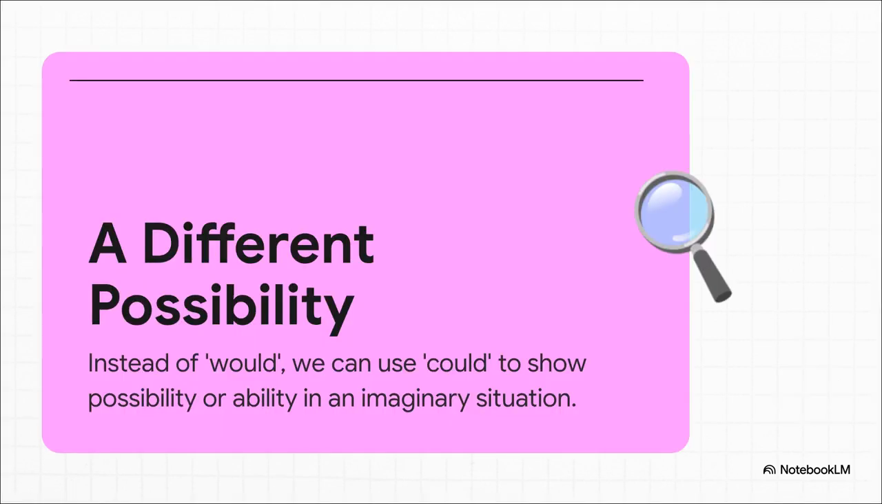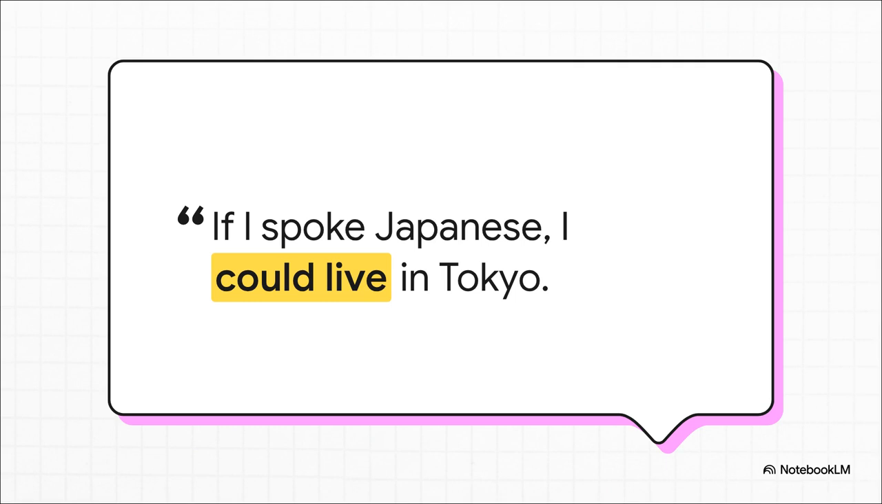Now, the formula isn't completely rigid. Sometimes would just doesn't feel quite right. What if you want to talk about having the ability to do something or the possibility of it in your imaginary world? Well, that's where could comes in. It's a simple swap, but it adds a whole new layer of meaning. For example, if I spoke Japanese, I could live in Tokyo. It's not saying I would definitely live there. It's saying I would have the ability to. The option was there. See how could just opens up the possibilities within that daydream? It's a great little tweak.